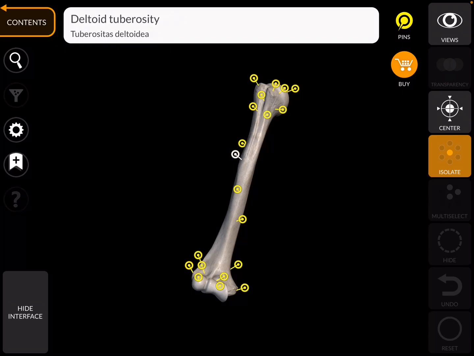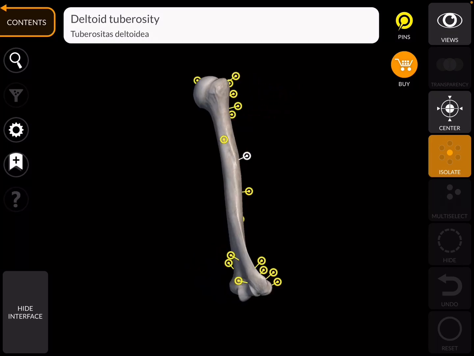This is going to be the medial lip of the groove, and we've got the lateral lip and the medial lip from this side, right? After that, we are also going to see just inferior to it, we can see an attachment of the deltoid muscle. That is the one we are going to call the deltoid tuberosity.